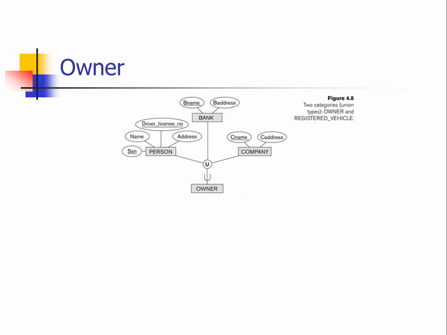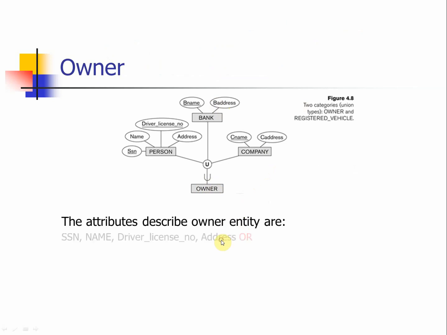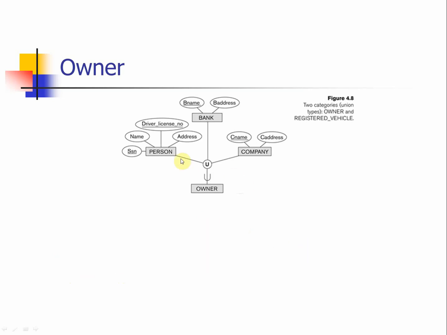Let's take a look at this. You already know the owner can be a person or a bank or a company. In this case, we know the attributes describing the owners are the names, the bank names, or the company names. So how do we represent this in the relational schema diagram? We will have the person, bank, and company relations converted in step number 1 already. So we have those things there already.